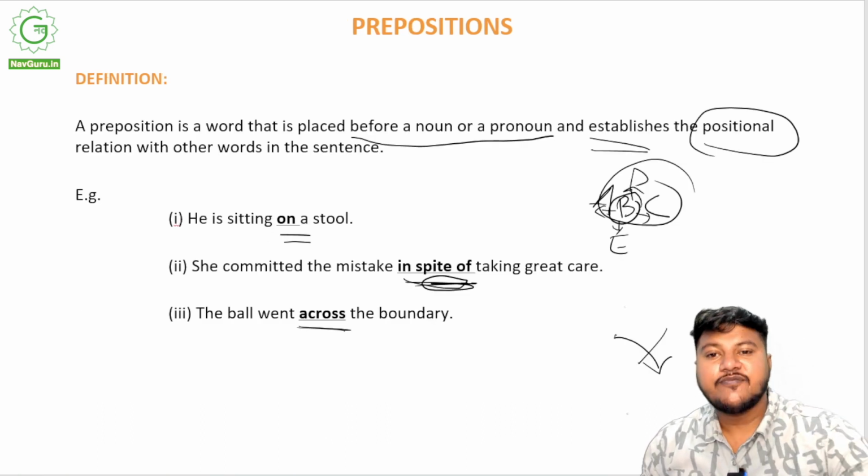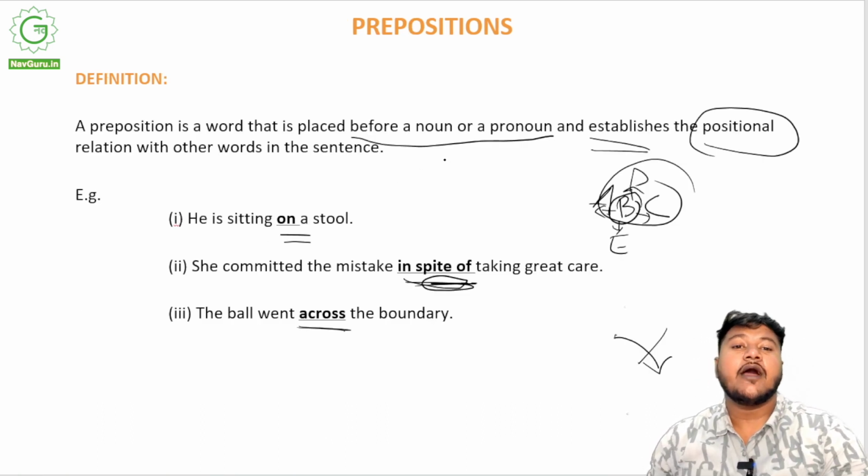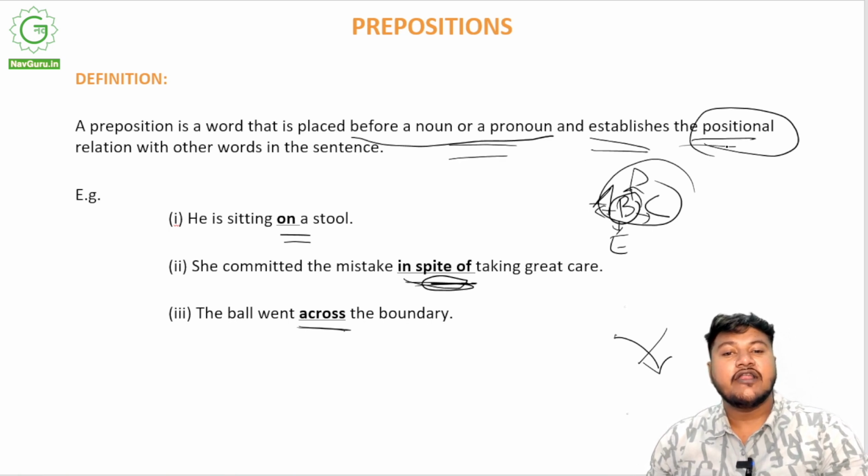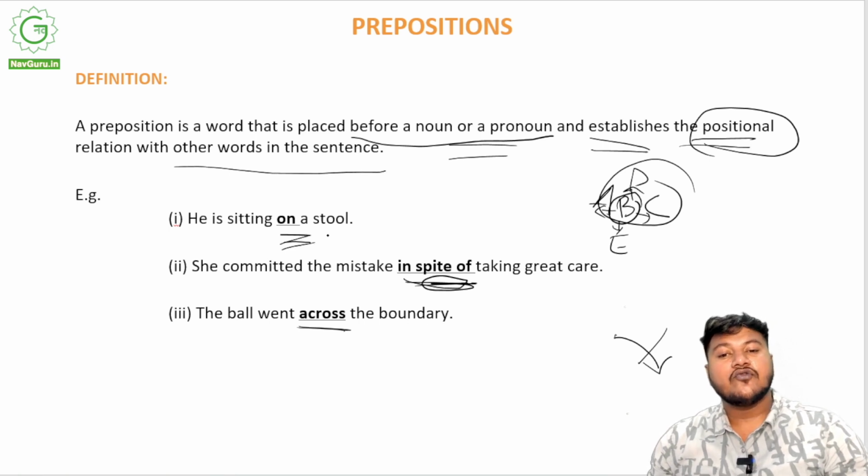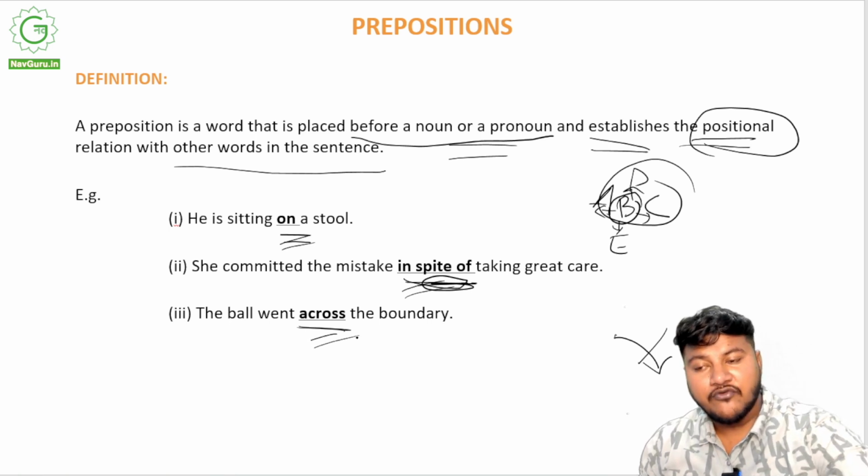The basic definition is: a preposition is a word that is placed before a noun or a pronoun, and it establishes the positional relation with other words in the sentence. Like he's sitting on a stool, he's sitting in a chair. She committed a mistake in spite of taking great care. The ball went across the boundary, right?